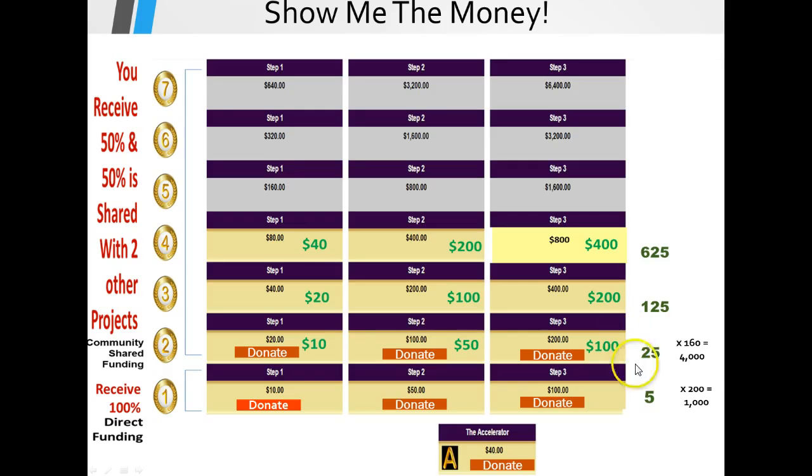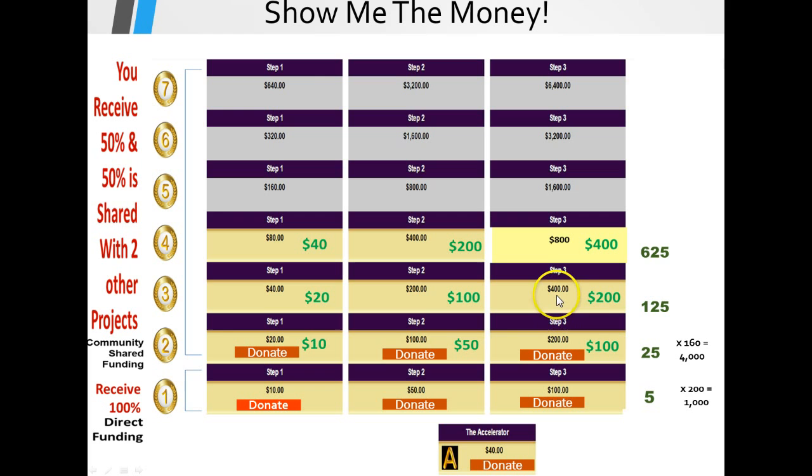So now these 25 projects, they refer 5 each. So now you have 125 projects on the third floor after you. But in order for you to receive donations from them, you must qualify. How do you do that? By donating to the project that's on the third floor before you. How much are you going to donate? $40. So you donate $40 in order to receive half, or $20 from these 125 projects. After you've done that, you're going to step up. You're going to donate $200 to the project on the third floor before you in order to receive half, $100 from these 125 projects.